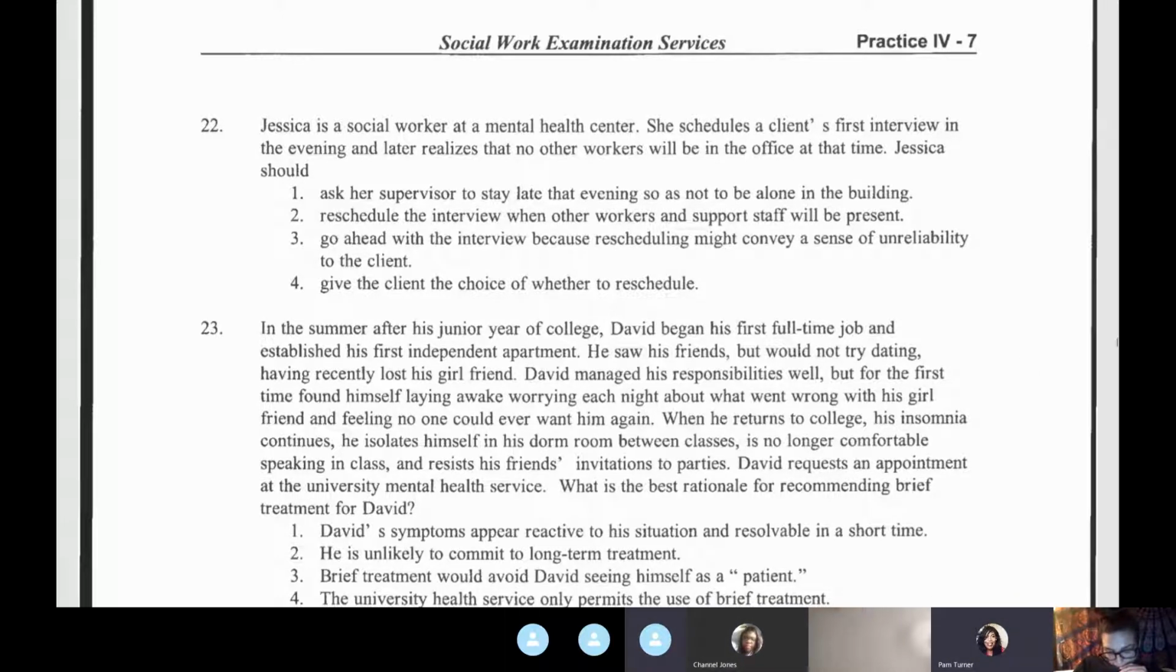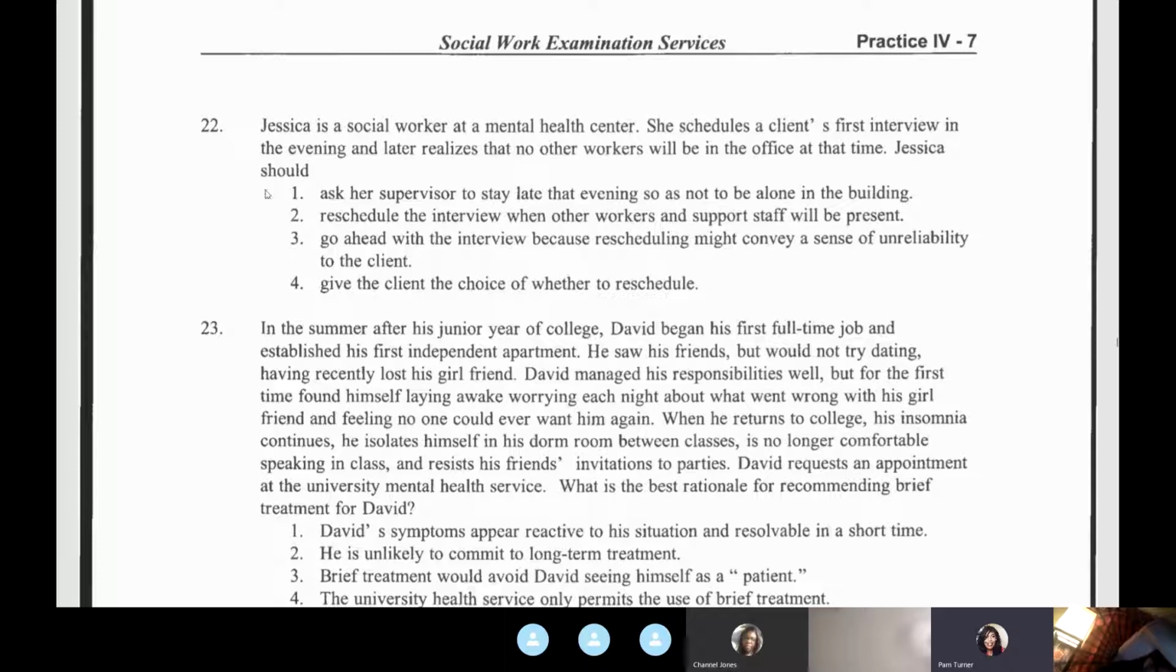Go with number 2. I have number 2. Okay, let's see here. So A, ask her supervisor to stay late in the evening as she will not be alone in the building. So probably not. 2, reschedule the interview when other clients and support staff will be present. 3, go ahead with the interview because rescheduling might convey a sense of unreliability to the client. Or 4, give the client a choice whether or not to reschedule. Okay, so I'm going to rule out 3 and 4.